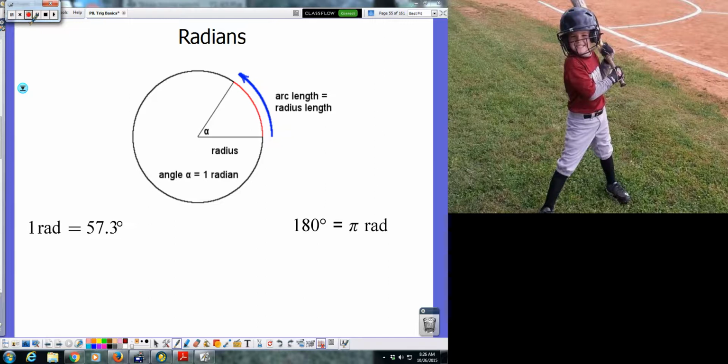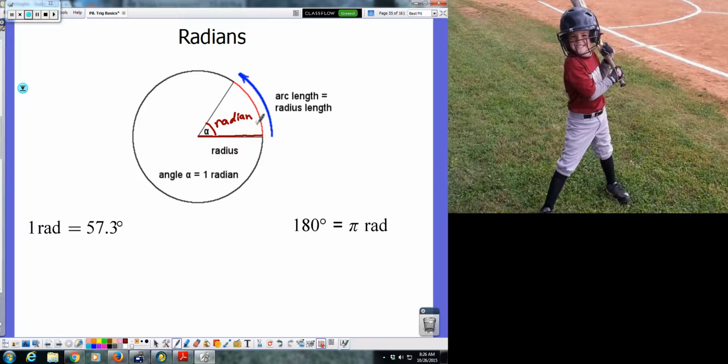What a radian is, see if you can picture this. If you took a radius, whether it be a radius of 3, radius of 4, whatever, if you took a radius and you laid it on the circle and you curved it around the circle, the angle that you just cut off, which is about that big, right, is called a radian.